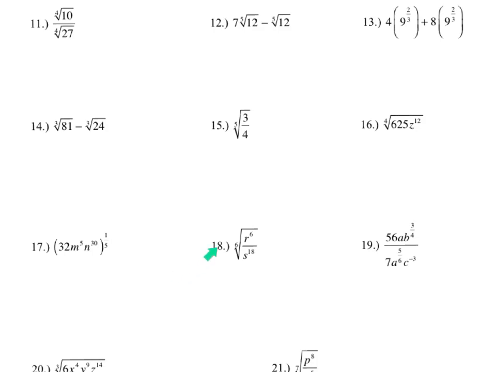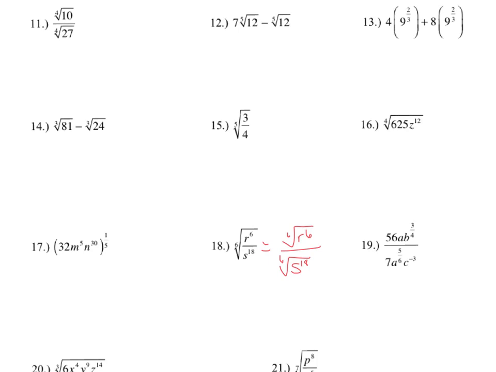So we're actually going to start right here at number 18, where we have a quotient. So it says the sixth root of r to the 6th over s to the 18th. Well, the sixth root of r to the 6th, because we can split it up, over the sixth root of s to the 18th.